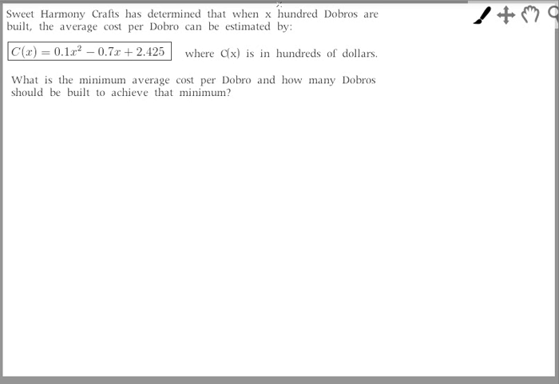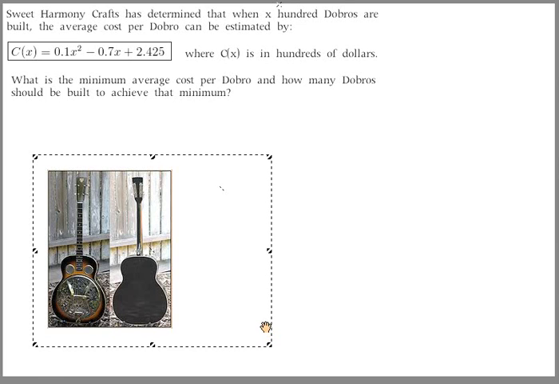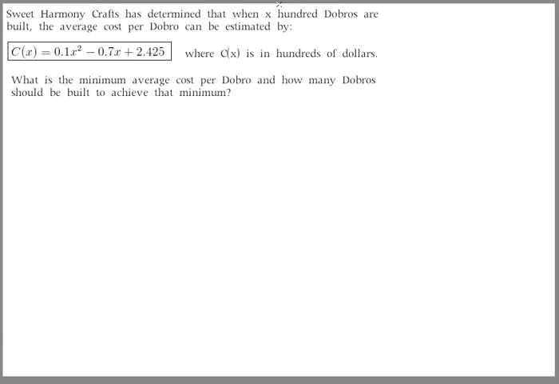Before I work it though, I want to drag in a picture of what's known as a Dobro, an acoustic guitar with a metal plate that has unique resonant qualities. Our word problem actually talks about Dobros, and at first I thought this was a fictitious word like widgets for some pretend manufacturing item, but no, Dobros actually exist. And the nice thing about our word of the day is that it goes a long way to explaining the company's name here, which is Sweet Harmony Crafts.